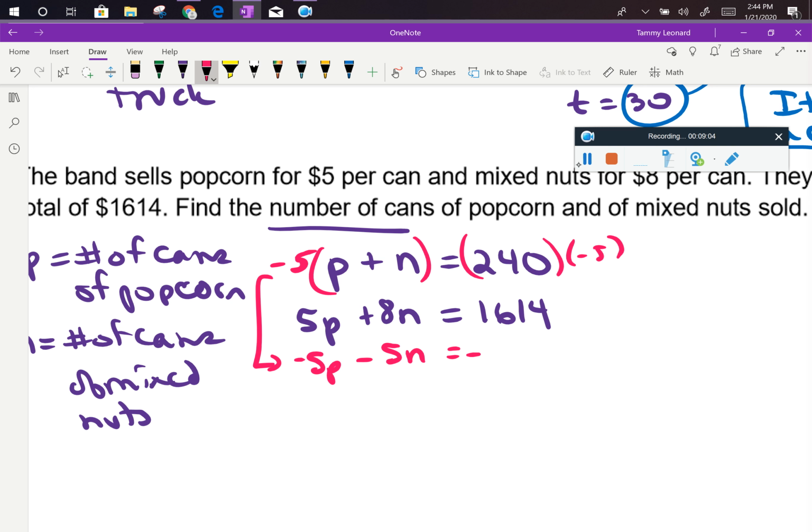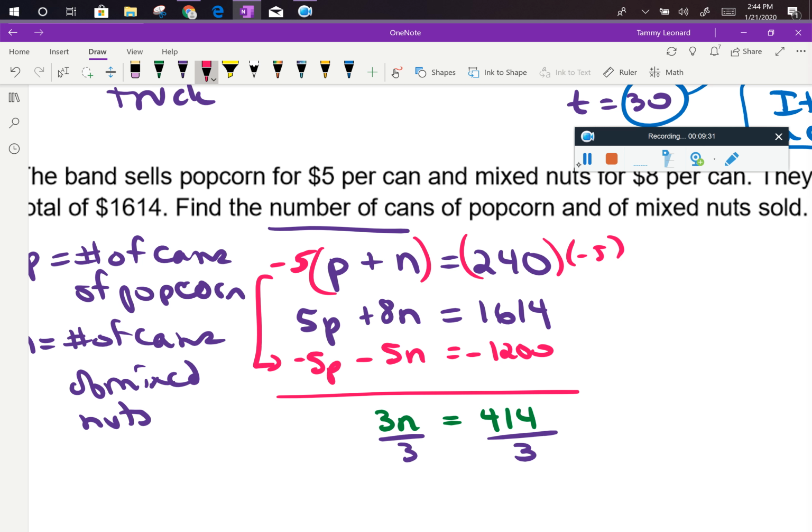Sorry, I got to back up. 1,200 would be the amount of money that we're bringing in there. All right. So I can now say 5P minus 5P. Those cancel out. But 8N minus 5N don't cancel out. They leave me with a 3N. And 1,614 minus 1,200 is going to leave me with 414. To get the N alone, I want to divide both sides by 3 to find that N is equal to 138.